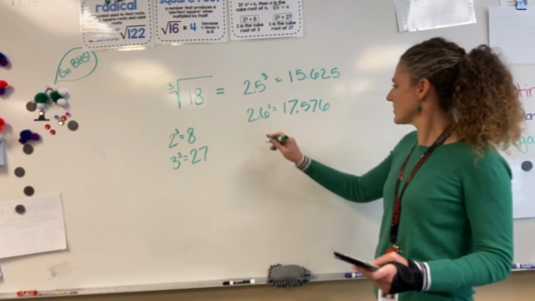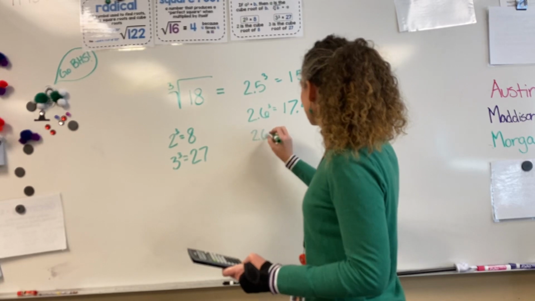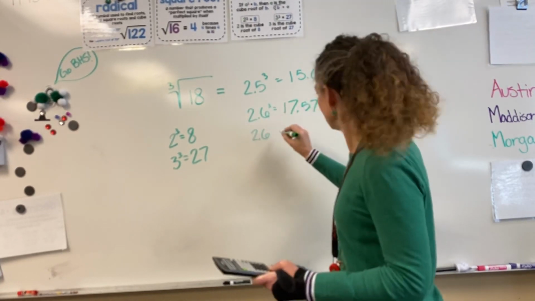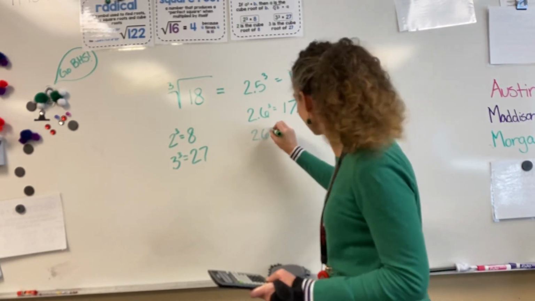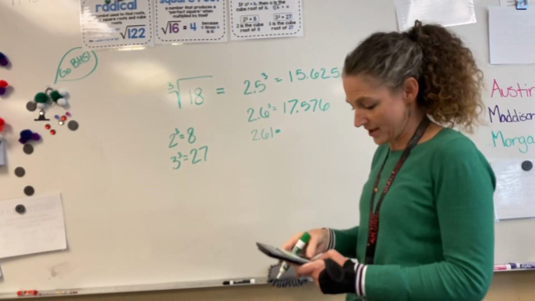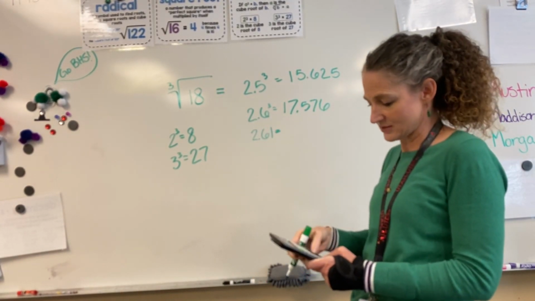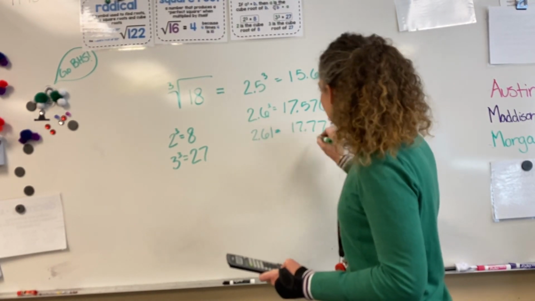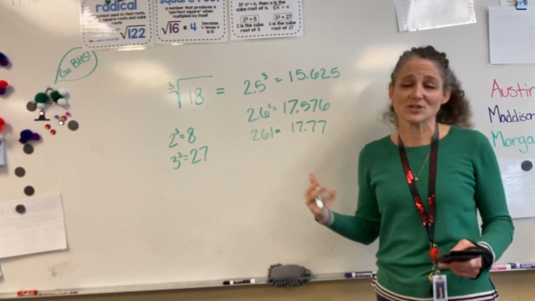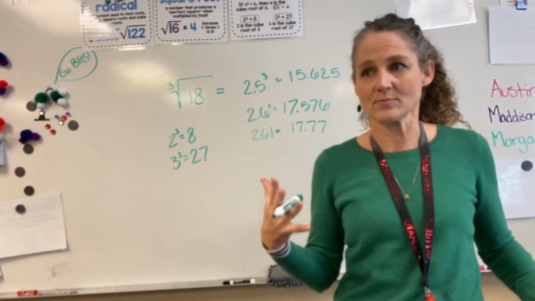No. Let's maybe try 2.61. We tried 2.61, and I'm not going to use a calculator for it. 17.77. I'm getting decently close. It might be 2.62. I'm not going to try any more.